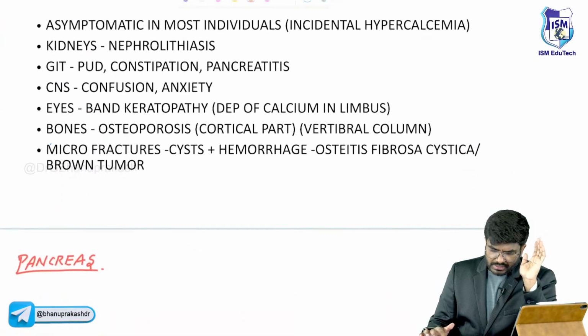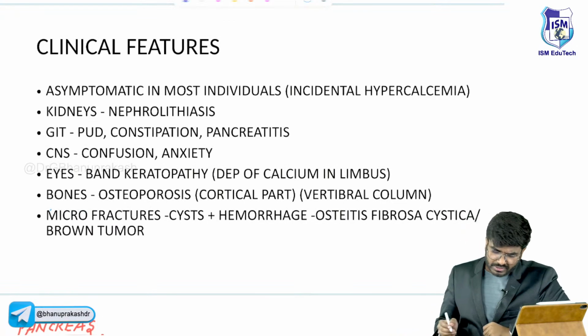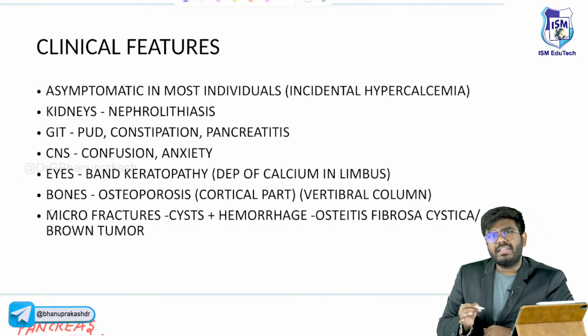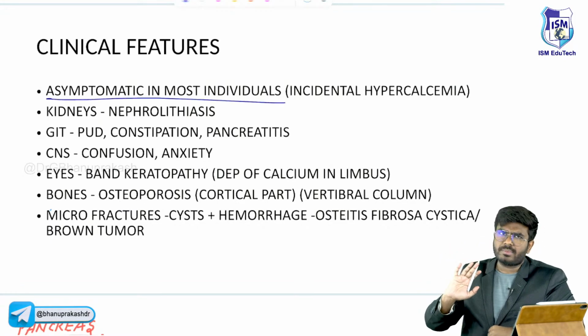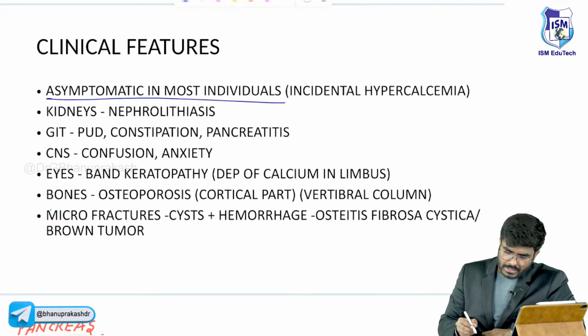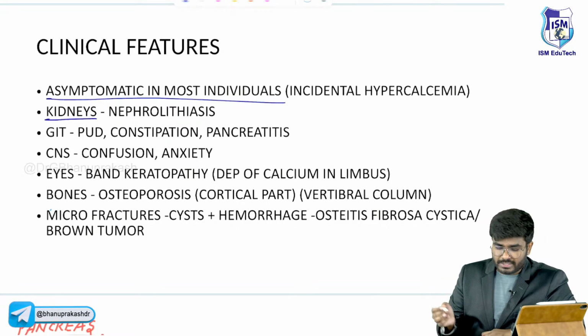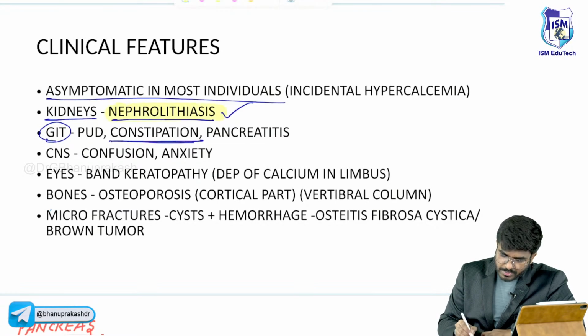Now, all these things you already know, just a recap. Usually in the initial phases, if there is a little hypercalcemia, that's okay, it's asymptomatic. A little hypercalcemia is tolerable. But in the kidneys, in too much quantity, there will be nephrolithiasis, kidney stones, you know it. In the GIT, I have explained to you about constipation.